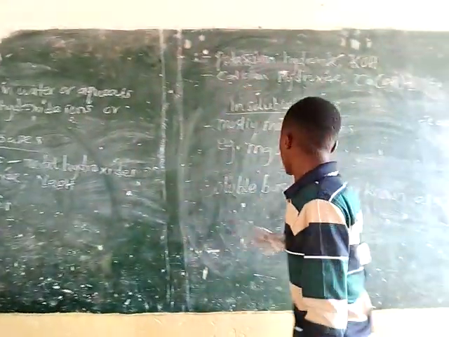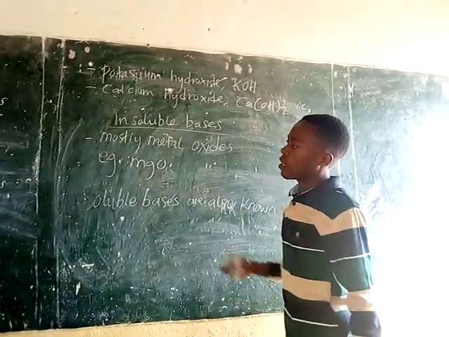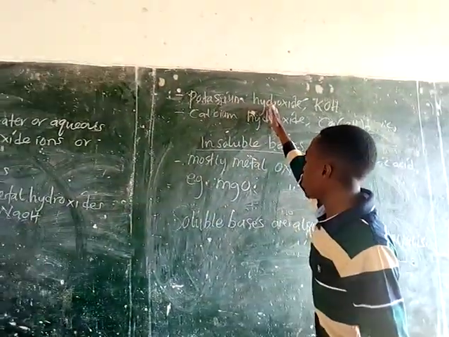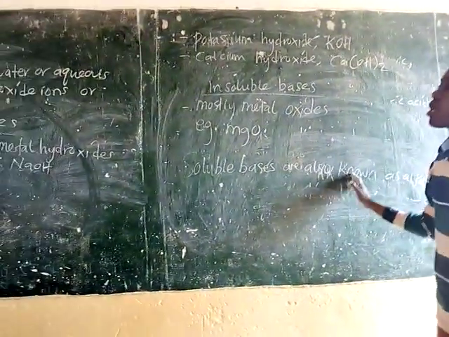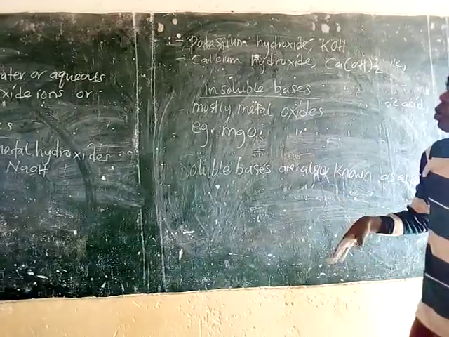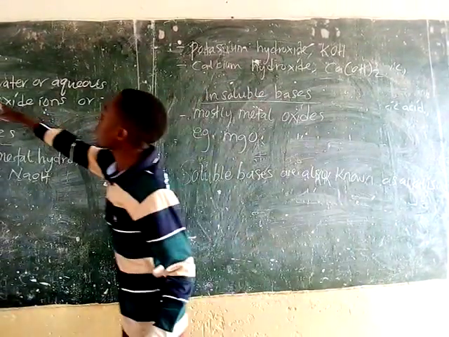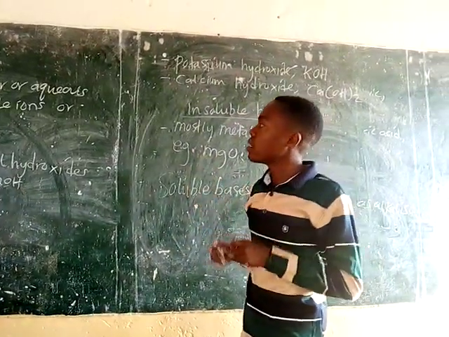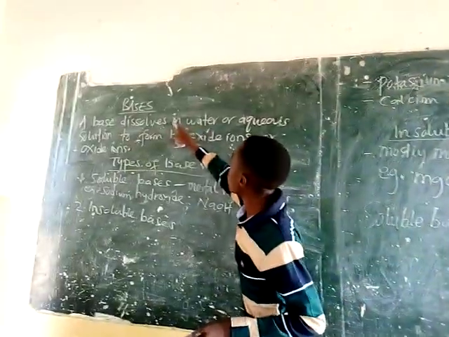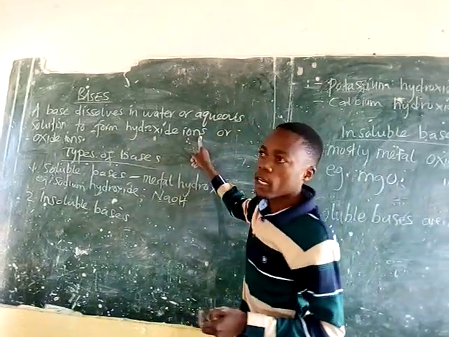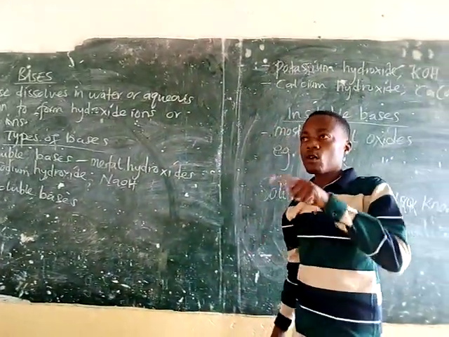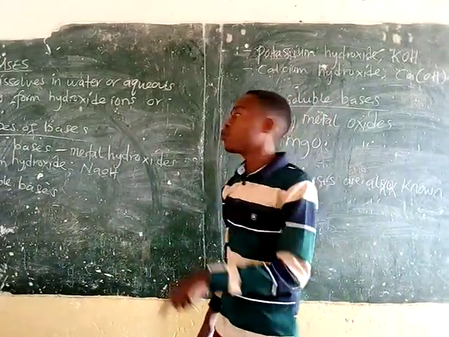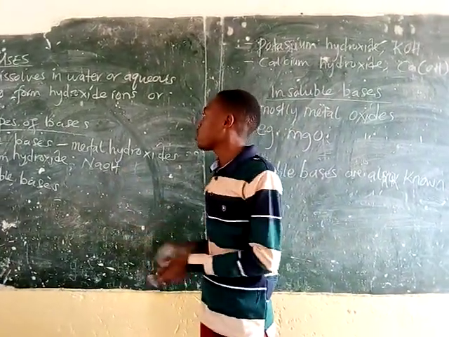These are soluble bases. So what I can say is metal hydroxides from group 1 and group 2 are soluble bases, meaning they can dissolve in water or aqueous solution to form hydroxide ions. The difference between a base and an acid is that a base will dissolve in water to form hydroxide ions, while an acid will dissolve in water to form hydronium ions or hydrogen ions. That's the difference between the two.